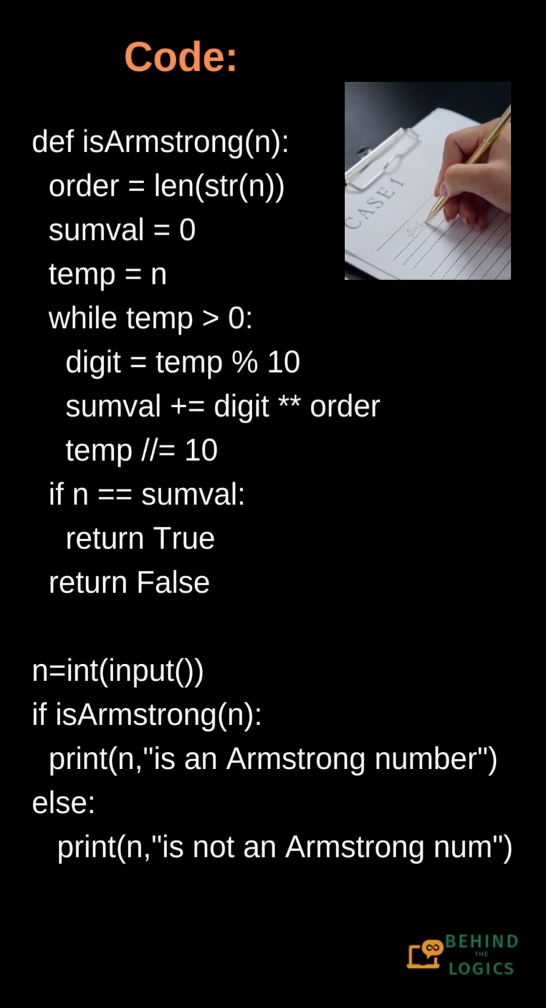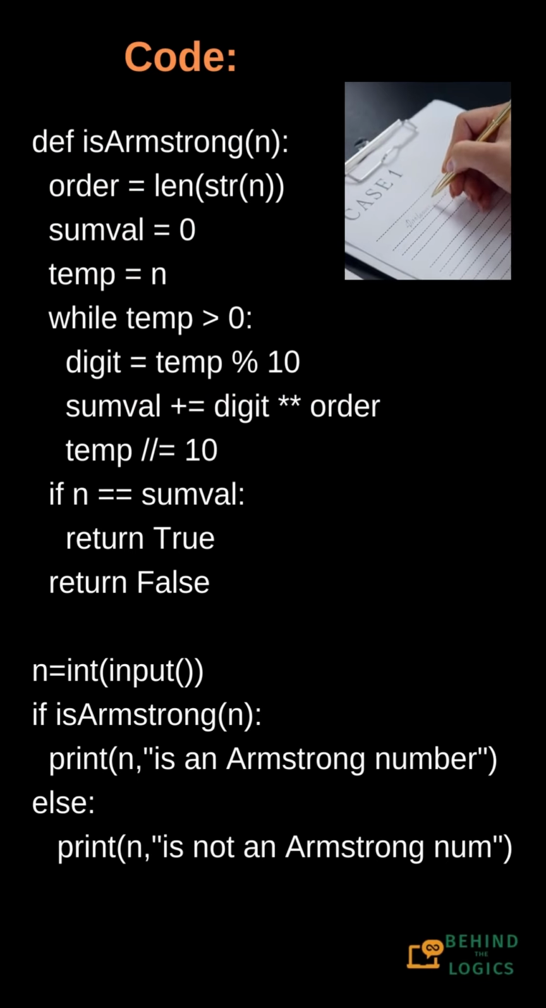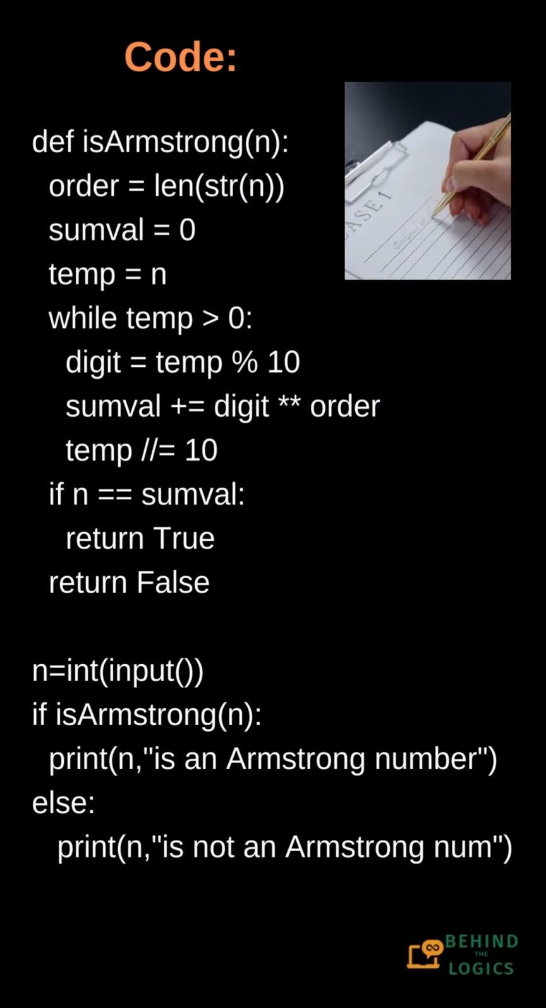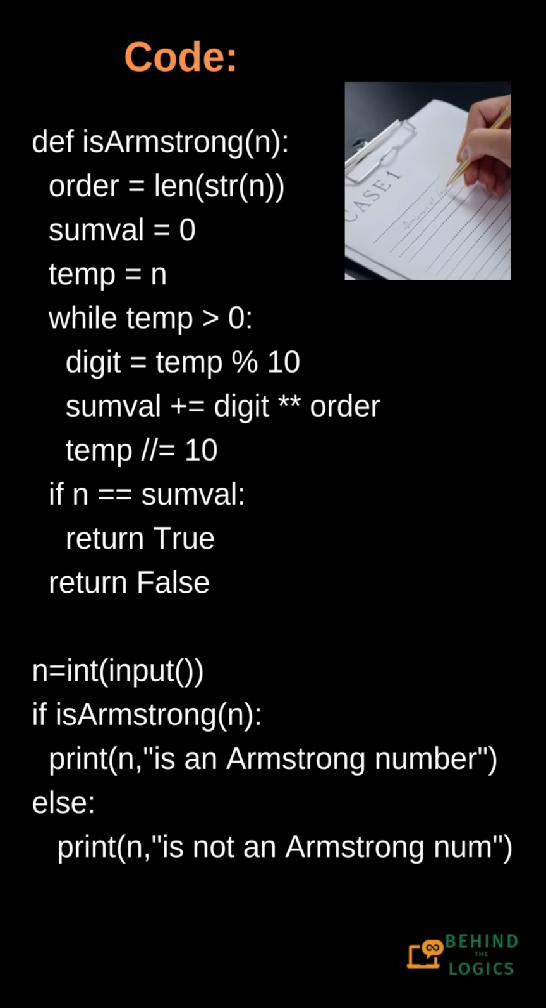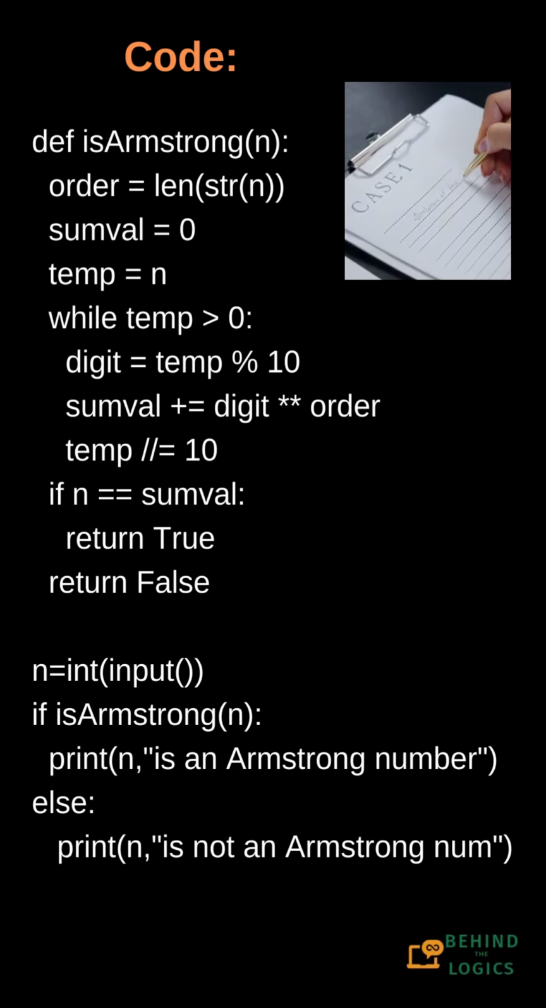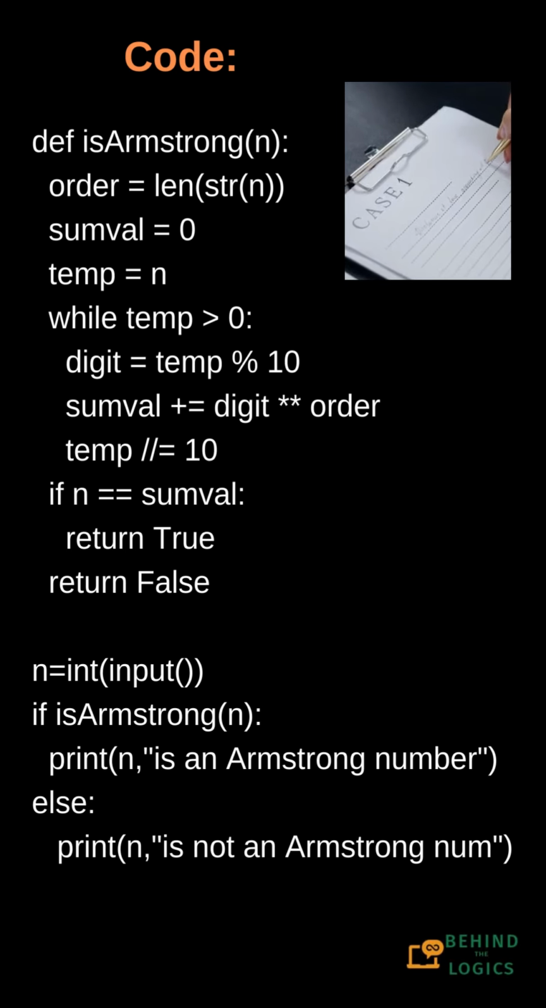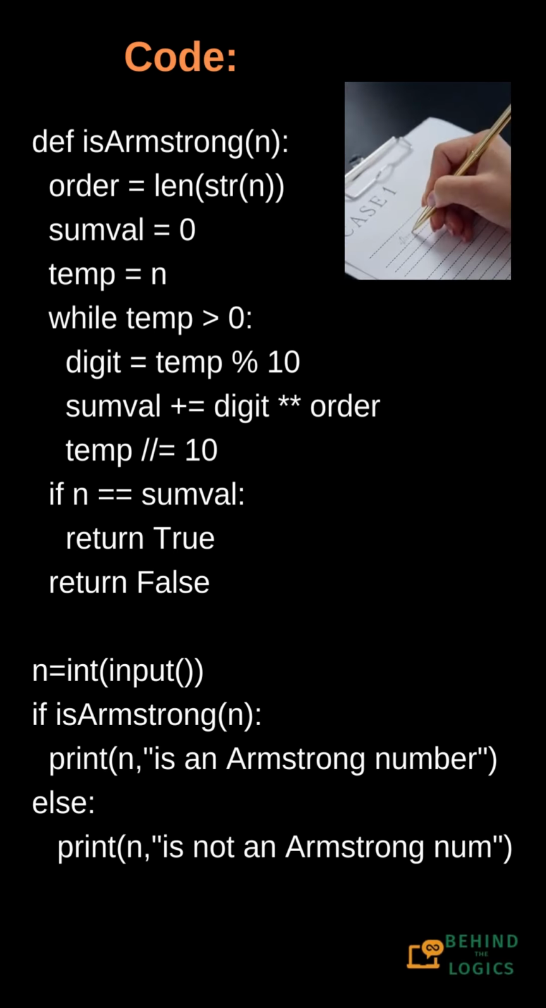Here in the Armstrong function, we find the number of digits of the entered value with the help of the string length function. We have stored our n value in a temporary variable so that we can use it for further processes without affecting the original value. We are using a while loop which runs till the value of our temp is greater than 0. Within the loop, we are separating the number into digits, finding the power of it and adding it to the sum val to form a new number.